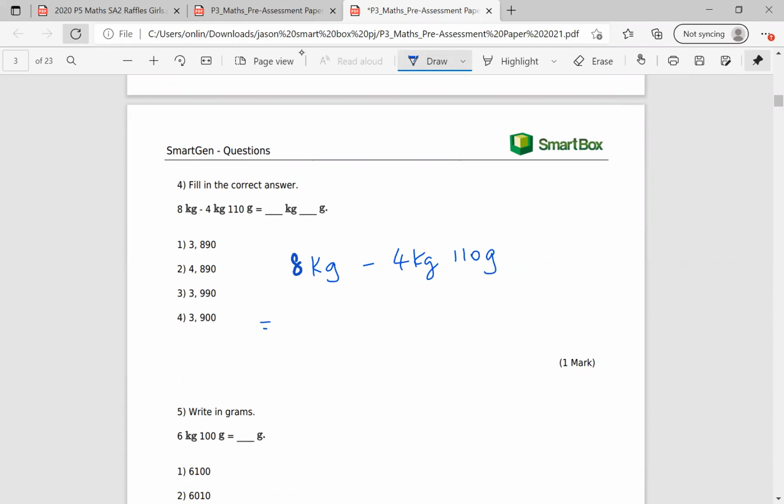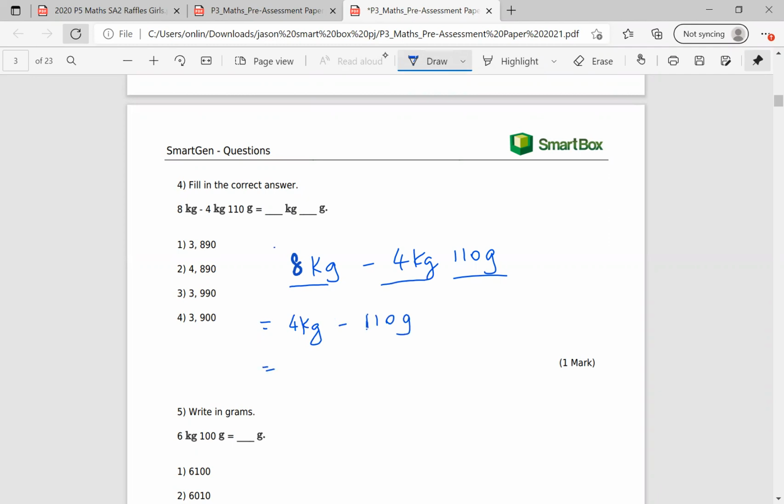Some students will have problem with the remainder here. So what I want to highlight here is that we will do these two first. We will take the 8 kg minus away the 4 kg first. And then what we will get is 4 kg left here. And then we will still have the minus 110 gram.